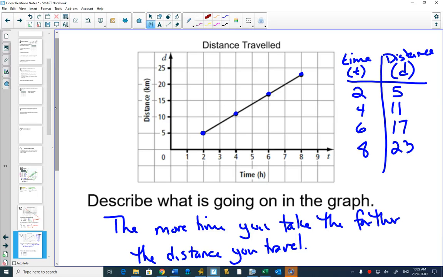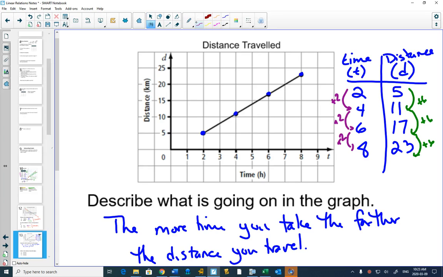Do you notice a pattern here? It's going up by 6 every time. Is there a pattern on the time? 2. It's going up by 2.